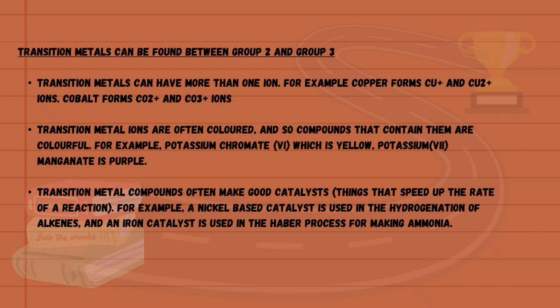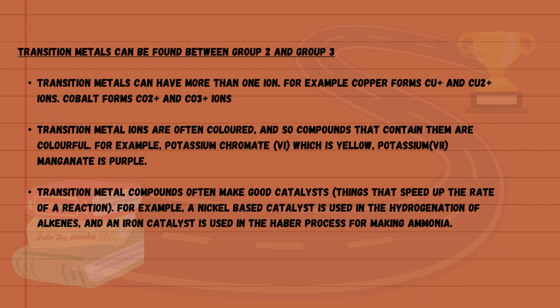Transition metals can have more than one ion. For example, copper forms Cu+ and Cu2+ ions. Cobalt forms Co2+ ions and Co3+ ions. Transition metal ions are often colored, and so compounds that contain them are colorful. For example, potassium chromate(VI) is yellow, and potassium manganate is purple.